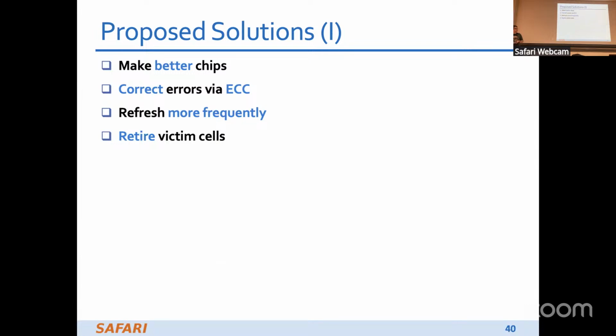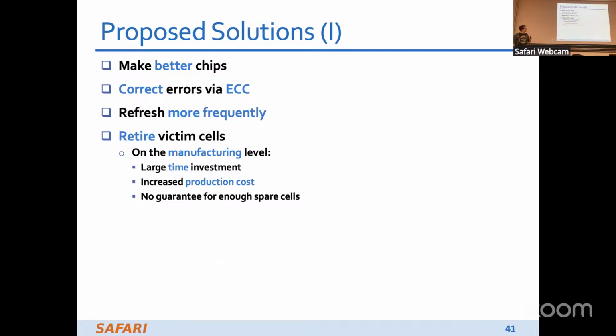Their next proposed solution is to retire victim cells. So victim cells are the individual cells which have been tested to be flippable because, as they have evaluated, some cells can never be impacted and some cells are very vulnerable. So on the manufacturing level, what they propose, if this were done, would of course be a large time investment because the manufacturer would have to test every single DRAM chip that they produce again, test every single cell in the DRAM chip for vulnerability, test them sufficiently enough that they can guarantee that this cell is either not able to be disturbed or that this cell has disturbance errors.